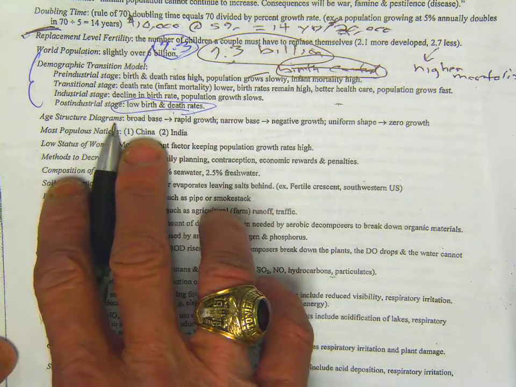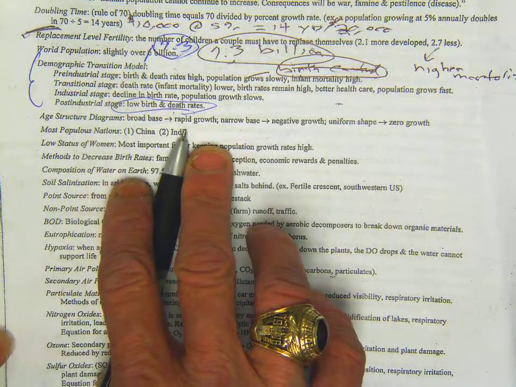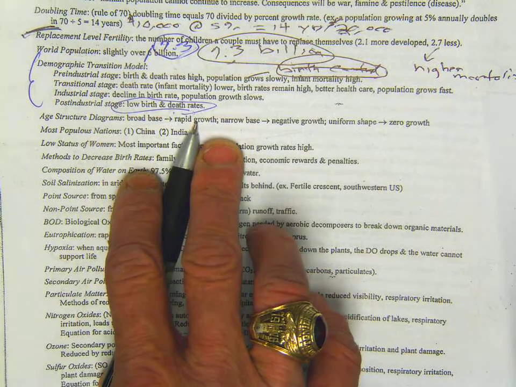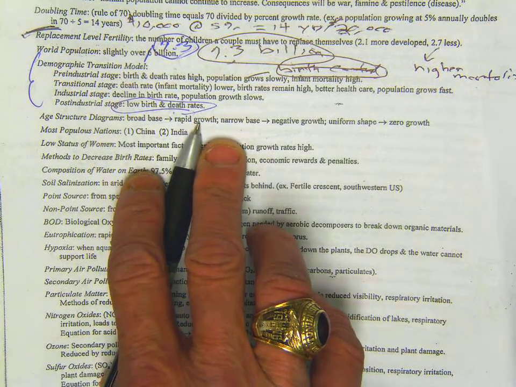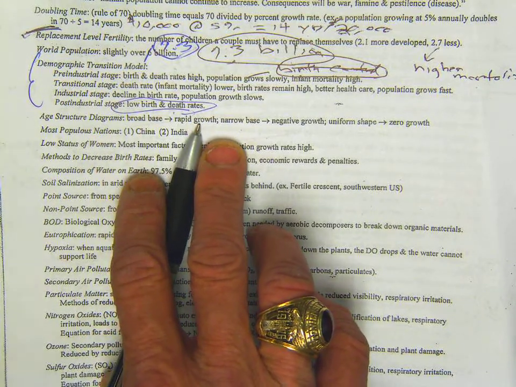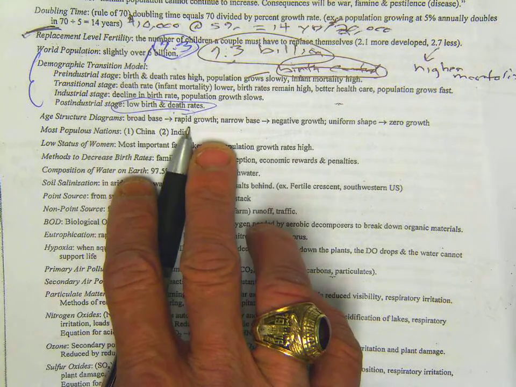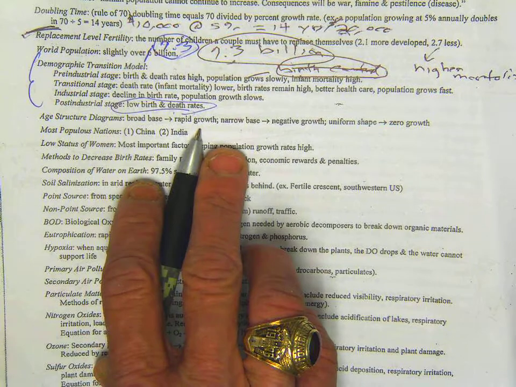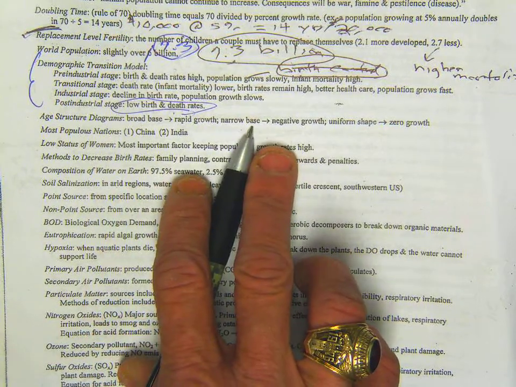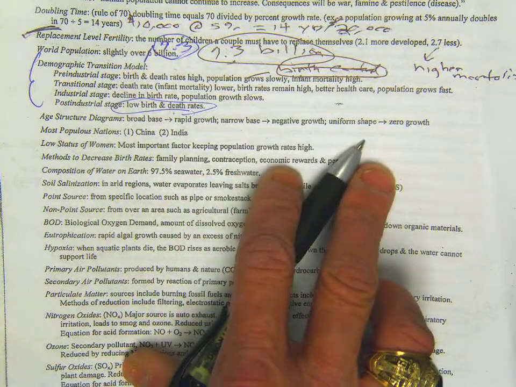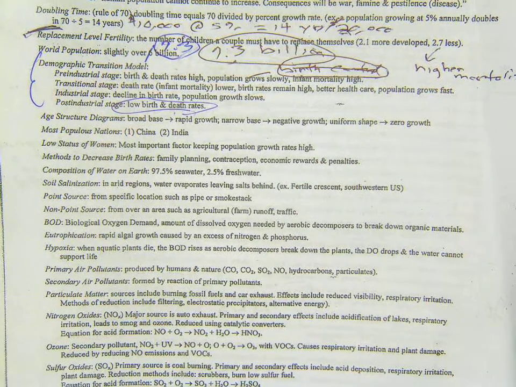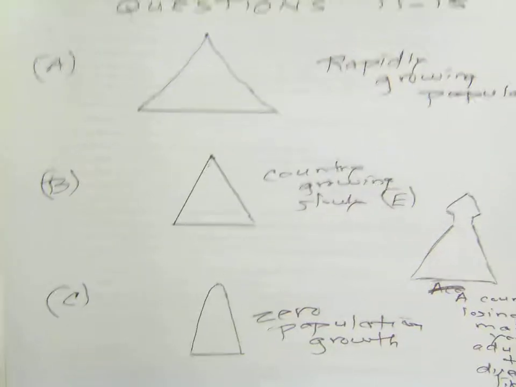Age structure diagrams, if you remember, there are a number of different ones. They basically measure segments of the population and the rate at which they are growing. I'm going to show you a couple of examples in just a minute. A broad base would be rapid growth. A narrow base would be negative growth, and a uniform shape would be zero growth. So here's an example. I put out a couple of examples here for you.